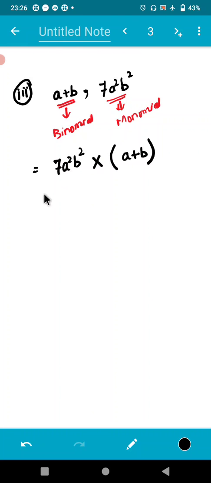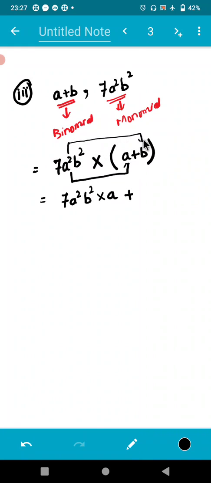Now what is the second thing that you have to do? You have to multiply this monomial with the first expression inside the bracket. Yes, that is A. So 7A square B square into A. Now what sign does 7A square B square have? Plus sign. So plus and this plus. What is the product of these two signs? Plus plus is plus. And then again you have to multiply 7A square B square with the second expression inside the bracket. So that is 7A square B square into B.